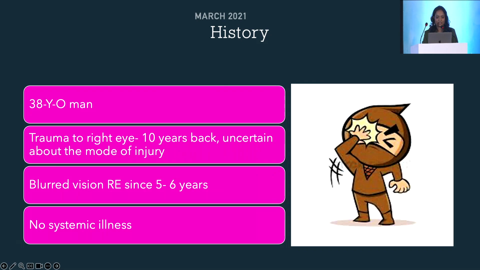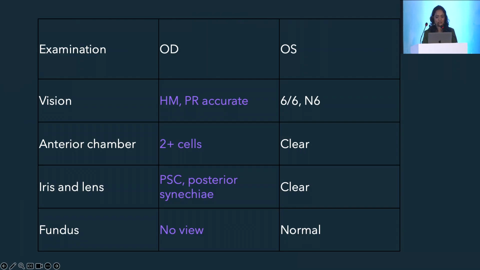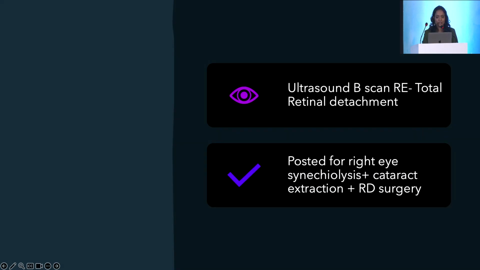This is the second challenging case which I saw in 2021, 3 years ago. This is a 38-year-old man with trauma to the right eye 10 years prior, uncertain about the mode of injury. He had neglected this eye and had blurred vision since 5 to 6 years. The vision was only hand movements, and there was a posterior subcapsular cataract with posterior synechia. The ultrasound was done, which showed a total retinal detachment. This patient was posted for right eye synechiolysis, cataract surgery, and RD surgery.